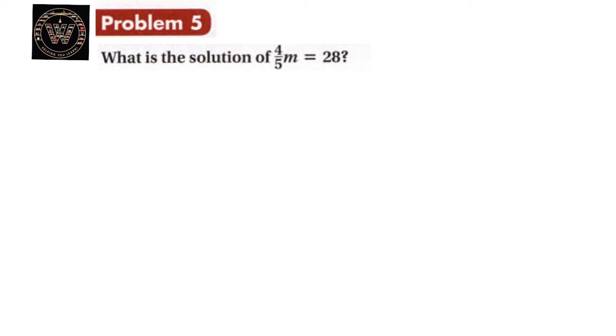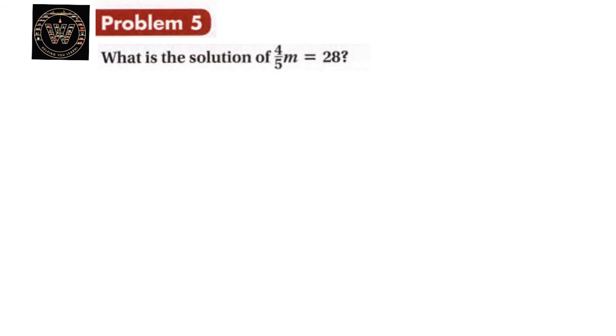What is the solution of 4/5 m = 28? Now, 4/5 is a fraction that has been multiplied with m. We need to get rid of the fraction 4/5. How can we get rid of a fraction? We will simply multiply by its reciprocal, and the reciprocal of 4/5 is 5/4.